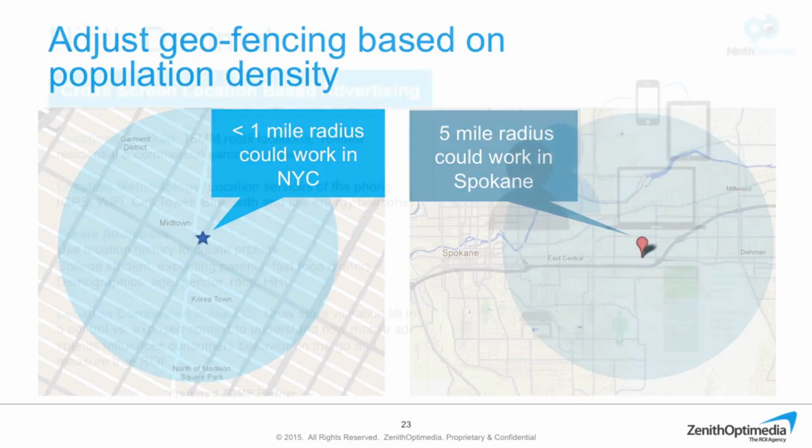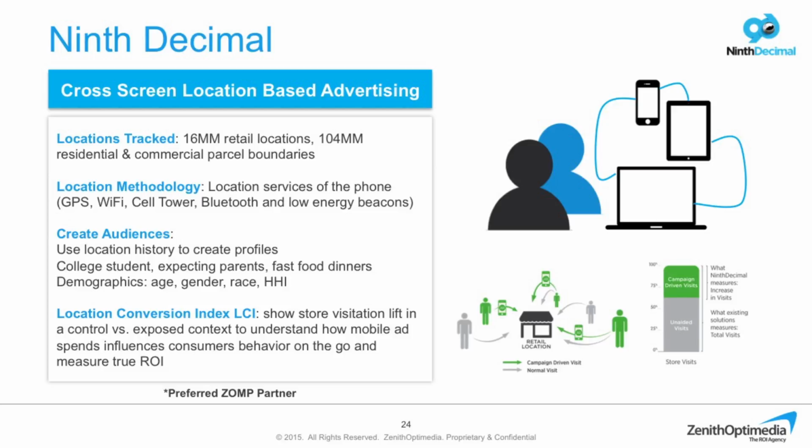Let's take a moment and look at Ninth Decimal. Ninth Decimal is a cross-screen location-based advertising vendor and is a preferred partner of Zenith Optimedia. Their location tracking methodology allows us to target not only an audience of what they've done and what they're doing, but then after we've shown them our media, we're able to then track their in-store visitation and show specific lift to those users who were shown ads.